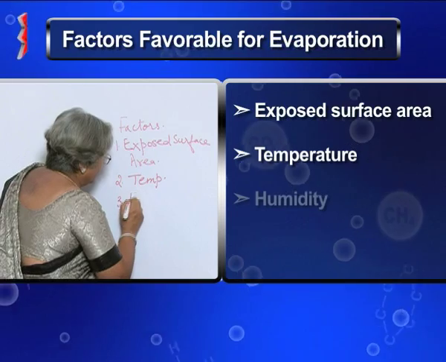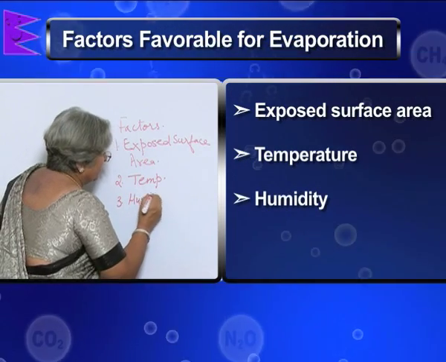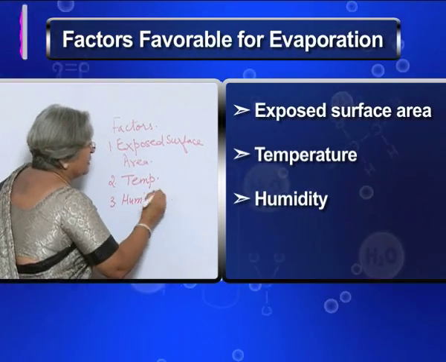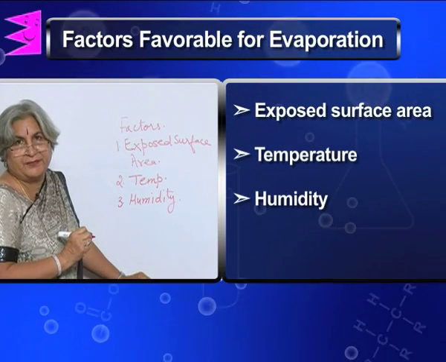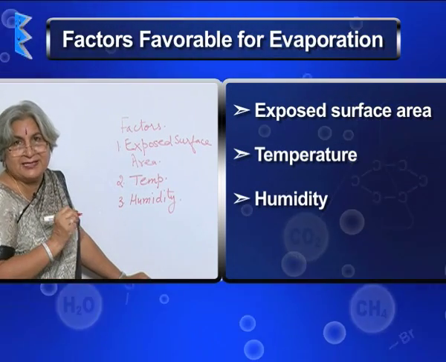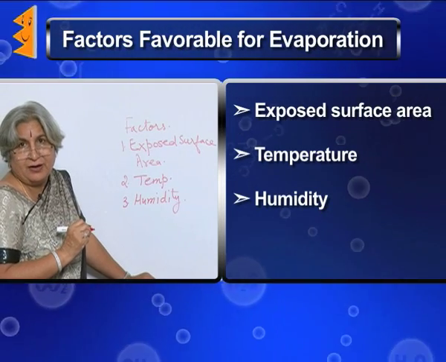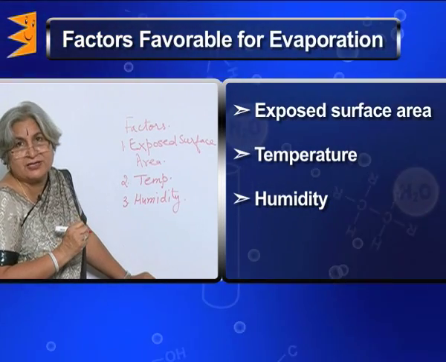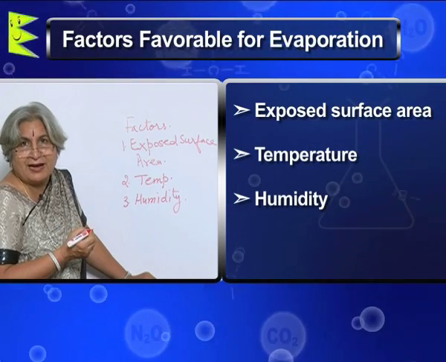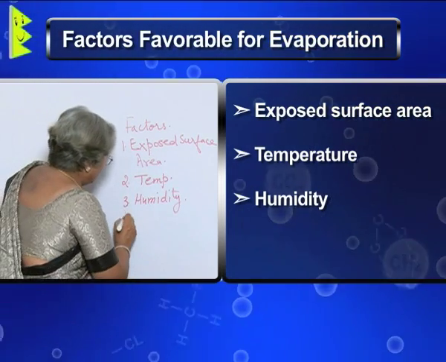Third, humidity. That is the amount of water vapors present in the atmosphere. When humidity is high, as in the case of rainy season or in the coastal cities like Mumbai or Chennai, the rate of evaporation is less. So, clothes do not dry up fast. Fourth is wind.